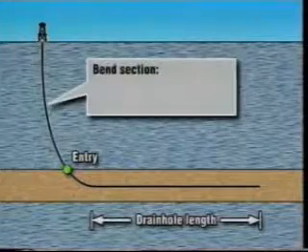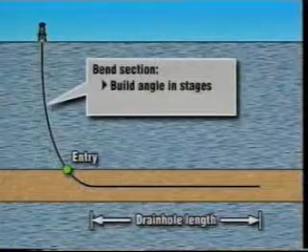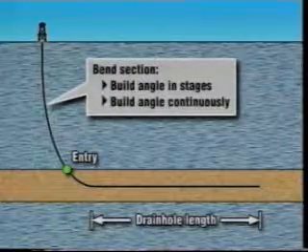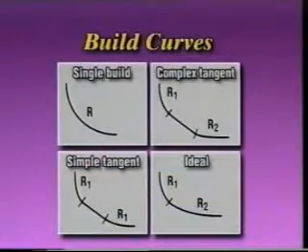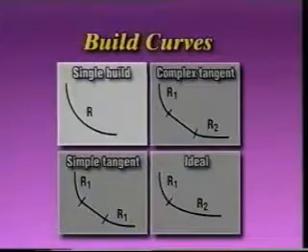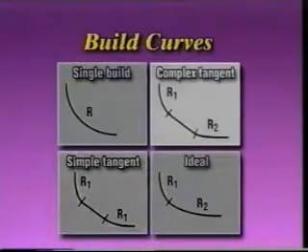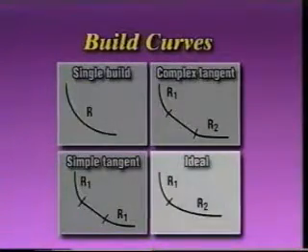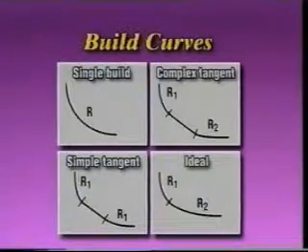In drilling the bend section, we may either build angle in stages from the kickoff point or build continuously. The 4 main types of build curves are single build, simple tangent, complex tangent, and ideal. Your manual contains equations for describing these curves.